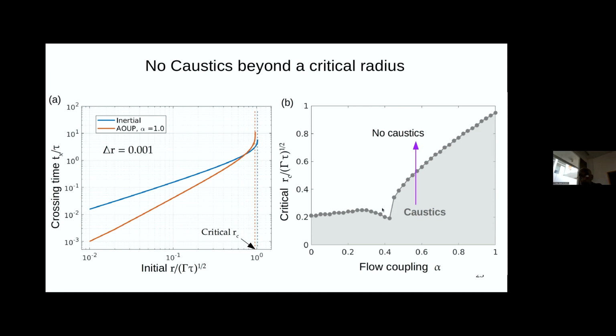But you see basically that the threshold R depends on the flow coupling. This is the apolar flow coupling. For low enough values, you get caustics. For large enough values, you don't. Sorry, for a given value of alpha, you get the radius beyond which you get no caustics increases. So the larger alpha is, the more prone the system is to have caustics.